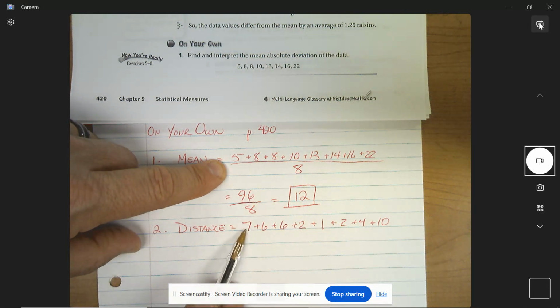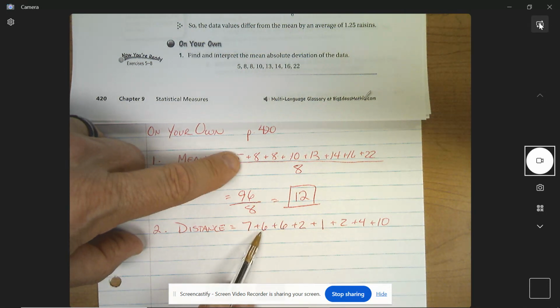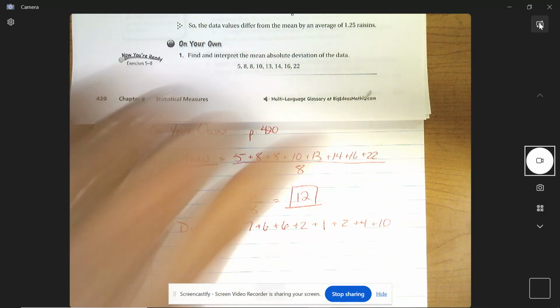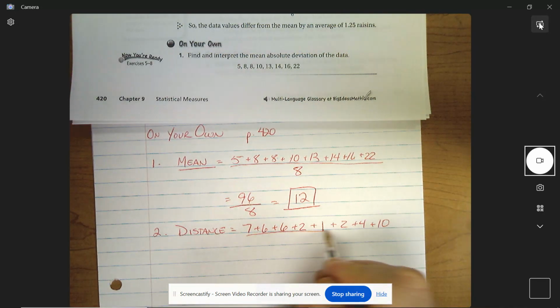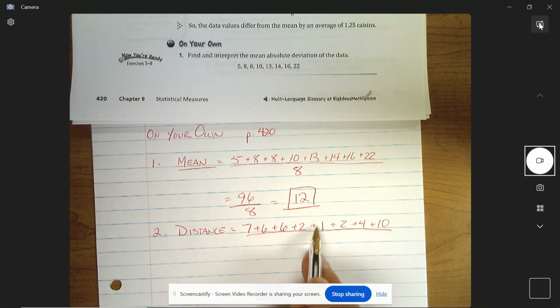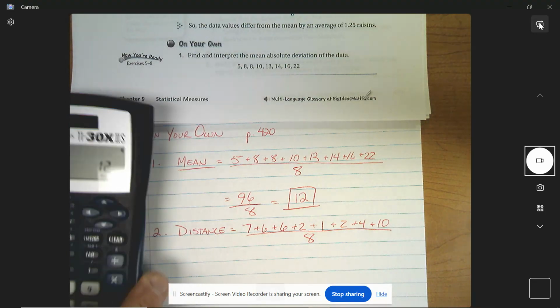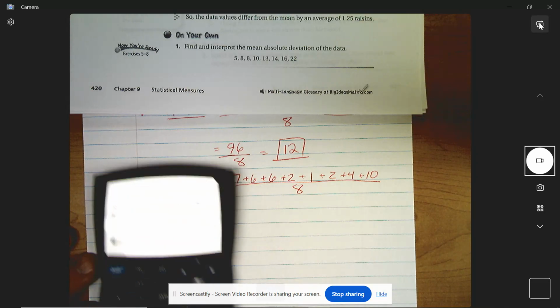Each one of these is a distance. 5 is 7 away. 6 away, 6 away, 2, 1, 2, 4, and 10 away. We're going to take all of these, and we still have 8 numbers there. We can do this. I believe in you. All right, so let's take these numbers and add them up.